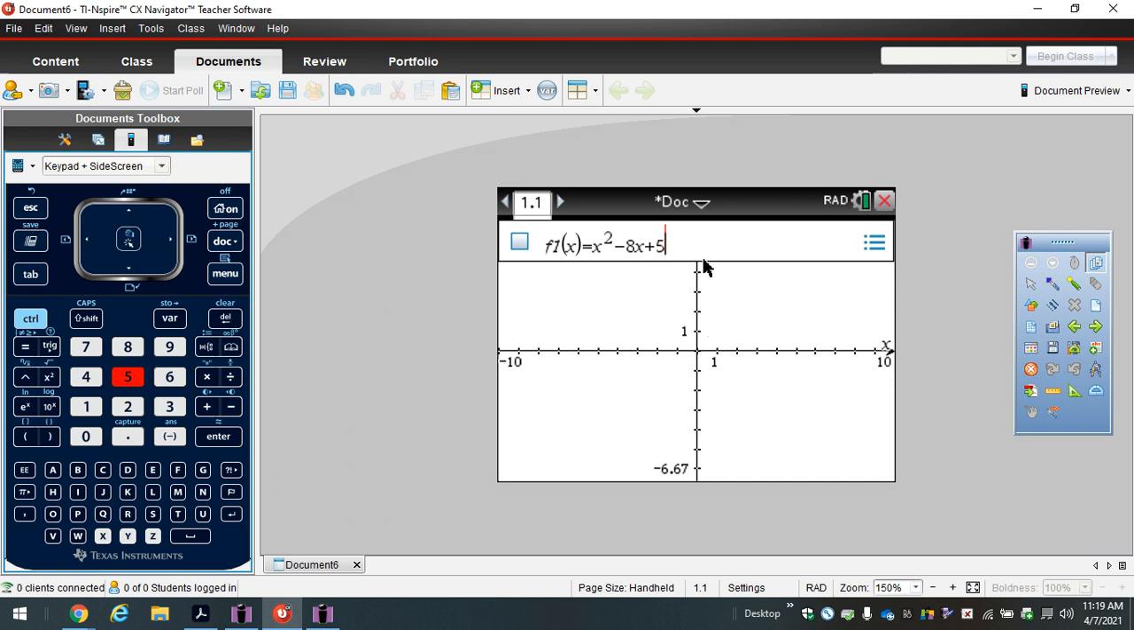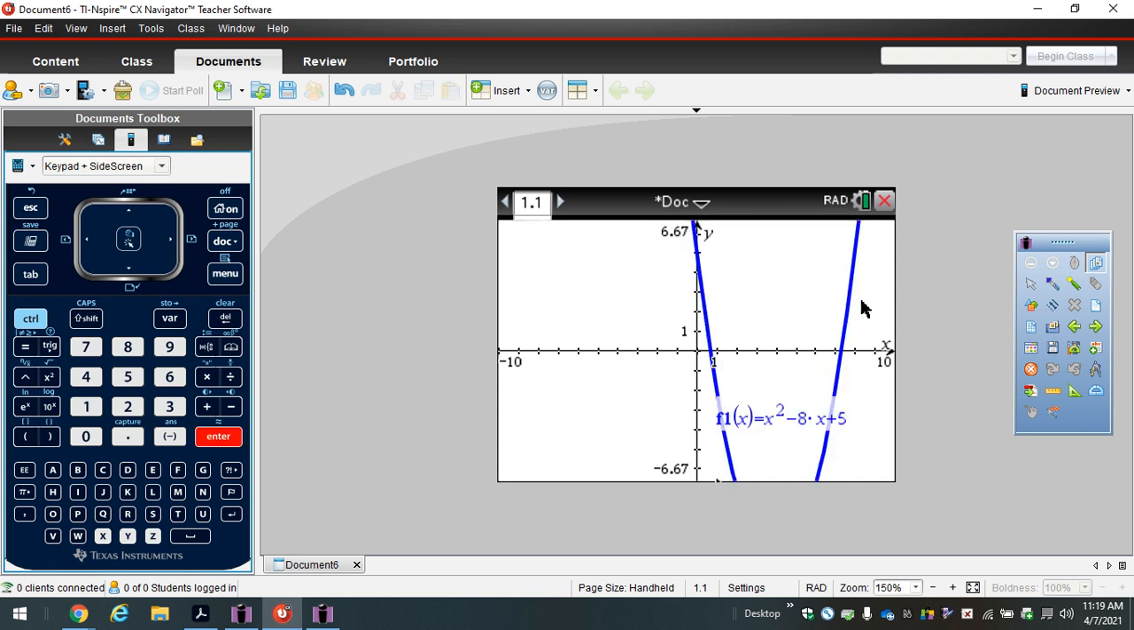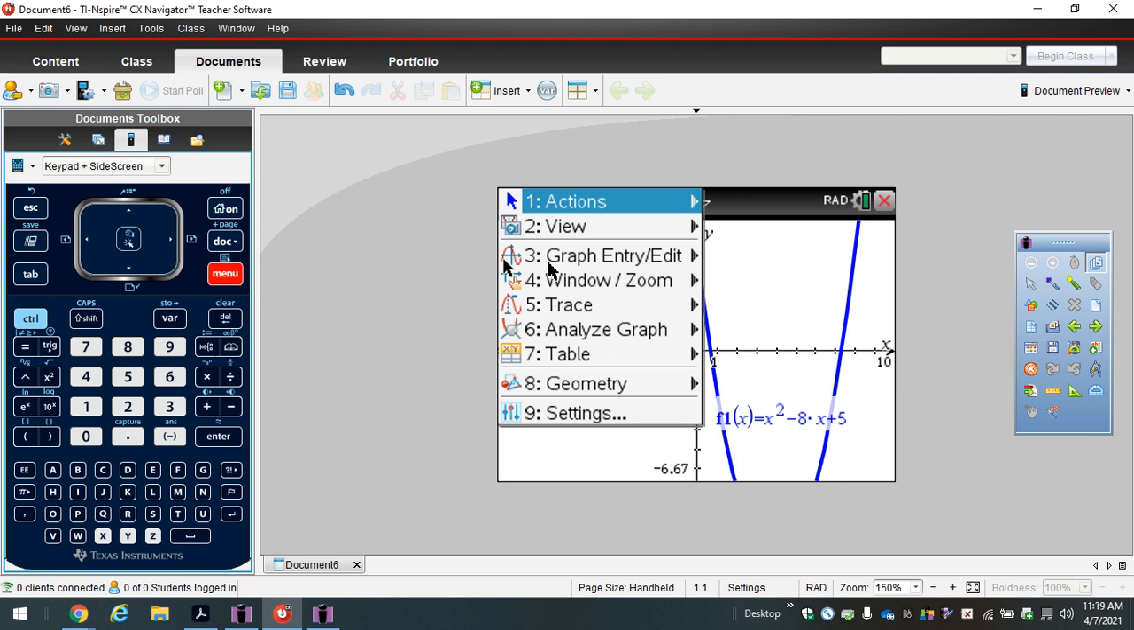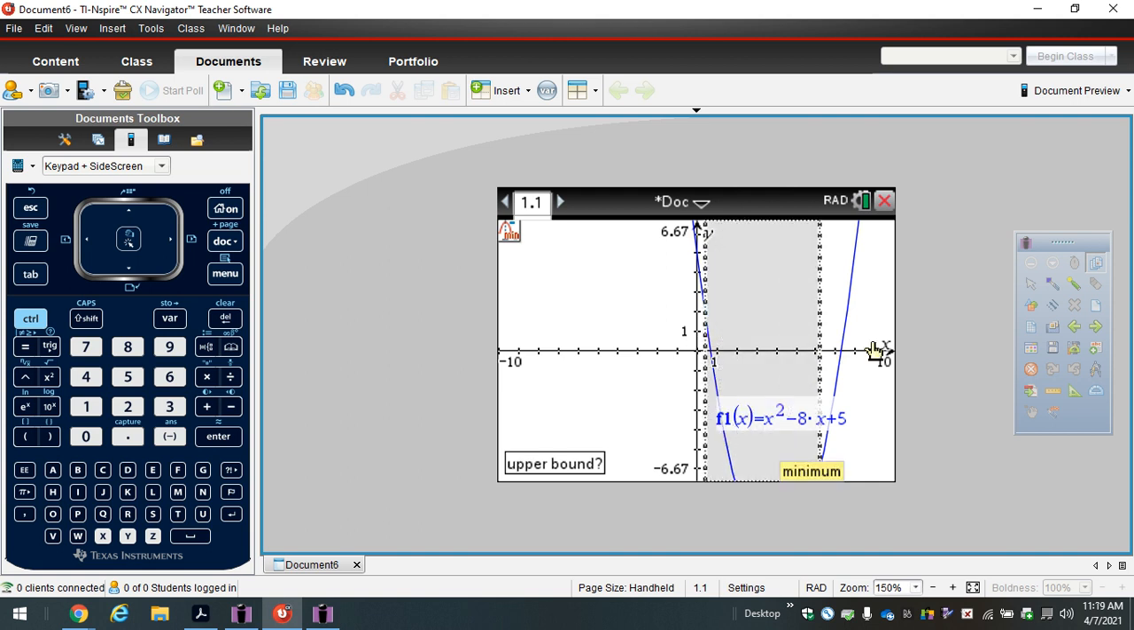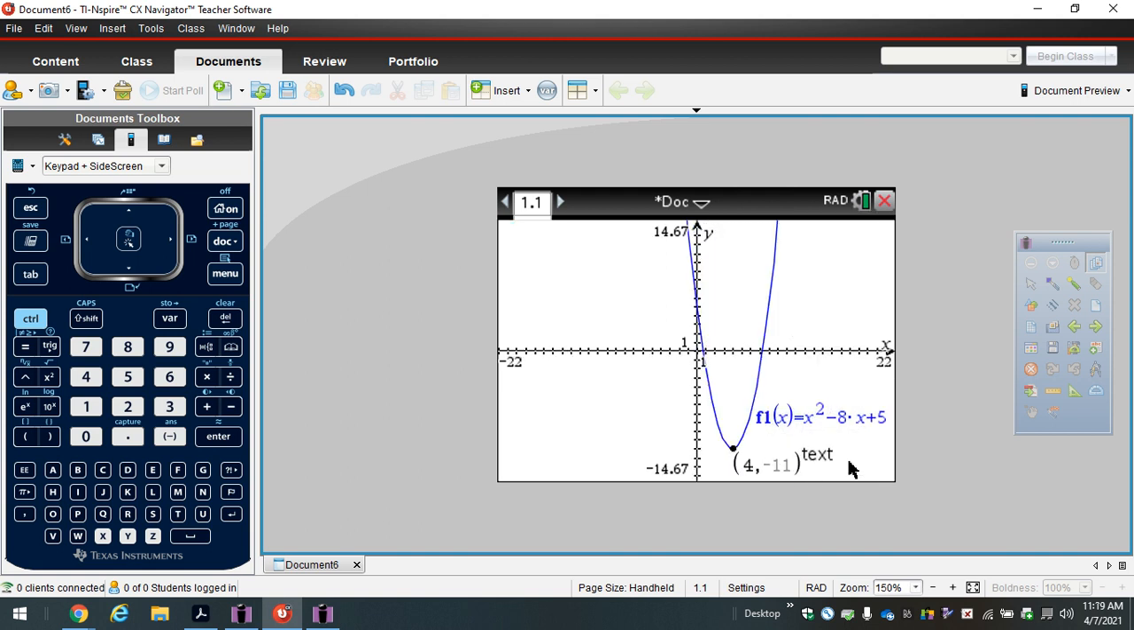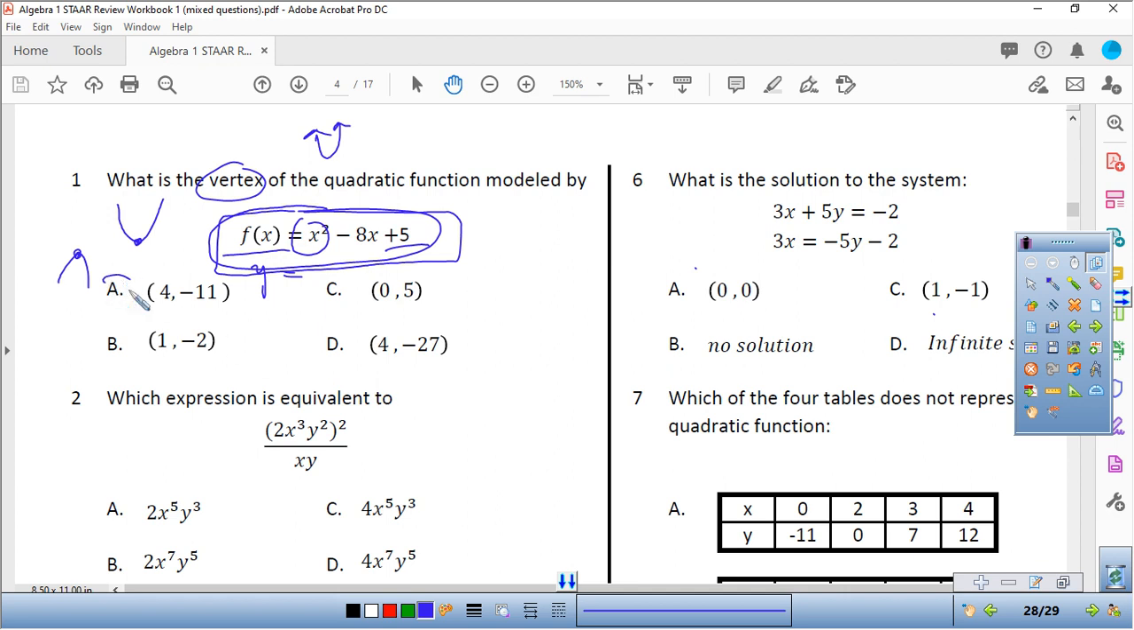I don't know what it is, but I do see that it goes down like this and then comes back up. It's opening up, so I'm going to go to menu, analyze graph, and find the minimum, the lowest point. I'm going to go here and type 4, negative 11. So my vertex is at 4, negative 11. Pretty cool. Then I'm going to come back over here, go to 4, negative 11, and there's my answer.